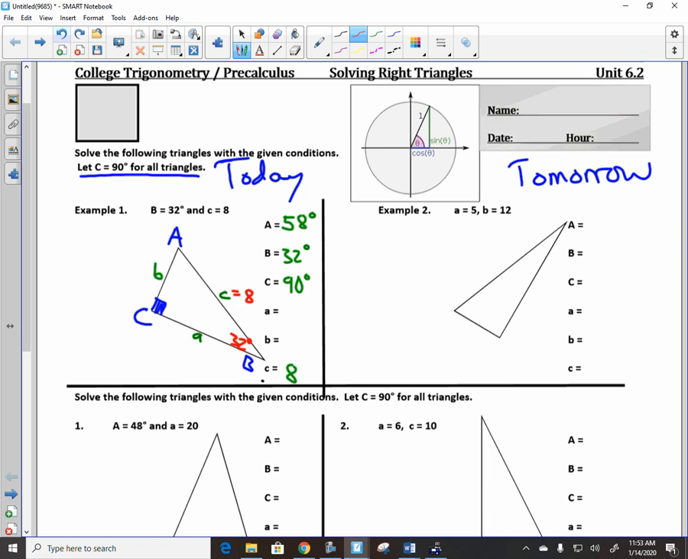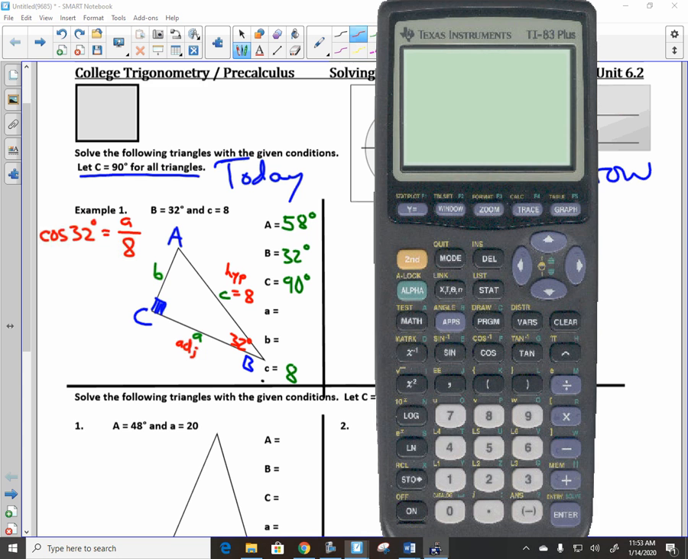Well, if this is the 32-degree angle, this is the adjacent, and this is the hypotenuse. So which trig function would she then use? Cosine. The cosine of 32 degrees is equal to the adjacent, which is A, divided by the hypotenuse, which is 8. As I multiply, I get 8 cosine of 32, which is 6.78.